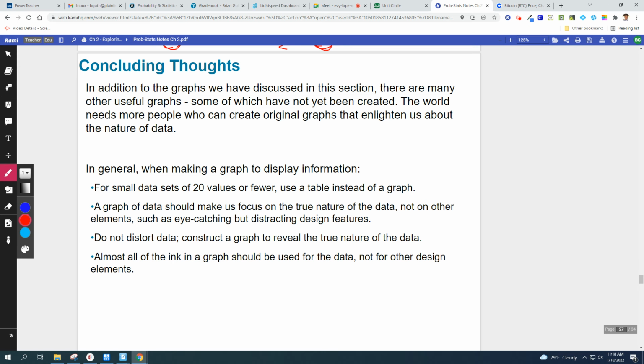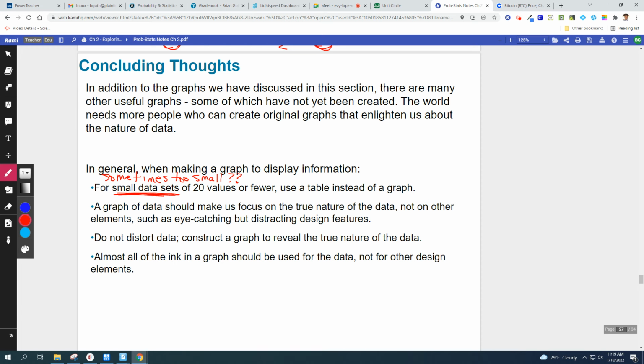In general, when making a graph to display information, for small data sets of 20 values or fewer, use a table instead of a graph. Remember from before, small data sets are sometimes bad anyway. If you have too small of a data set, it's not going to show anything conclusive. It's not going to reveal the important characteristics that you would need to see.